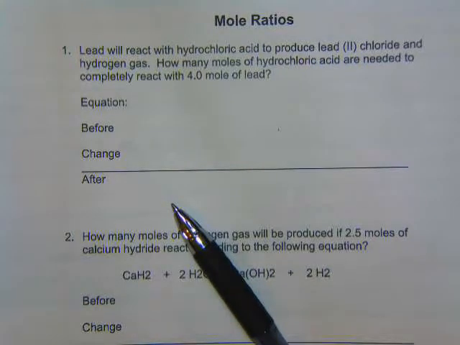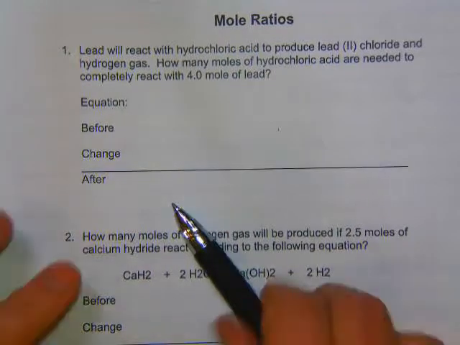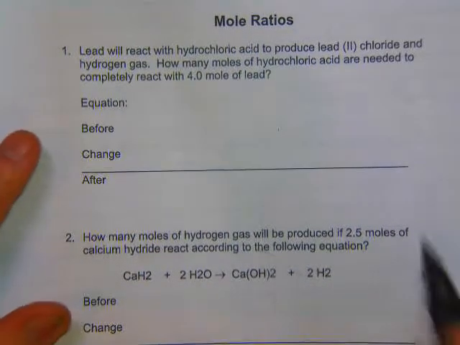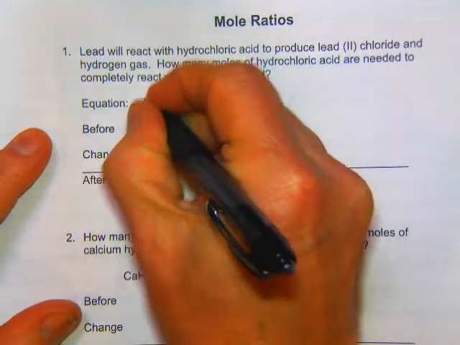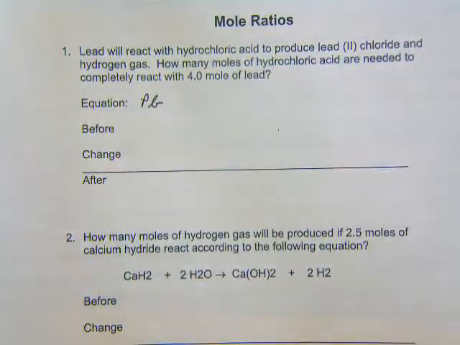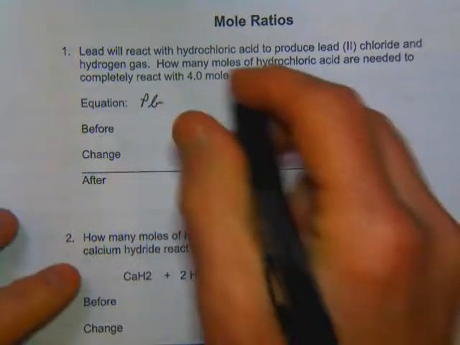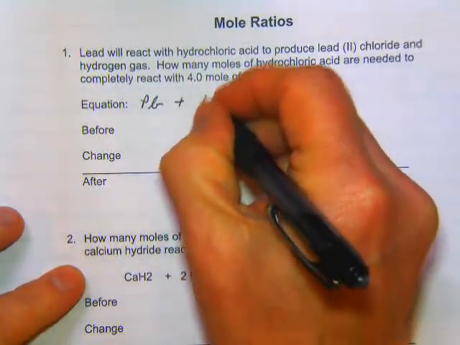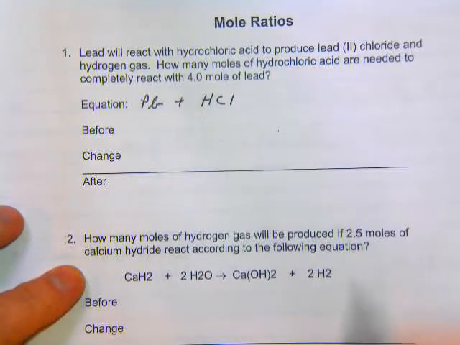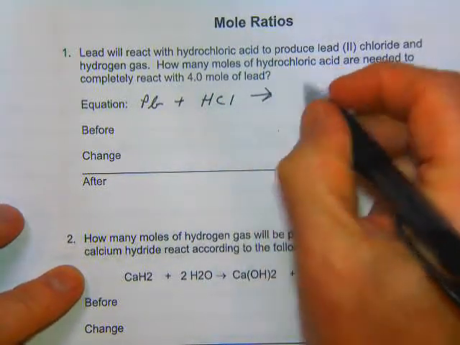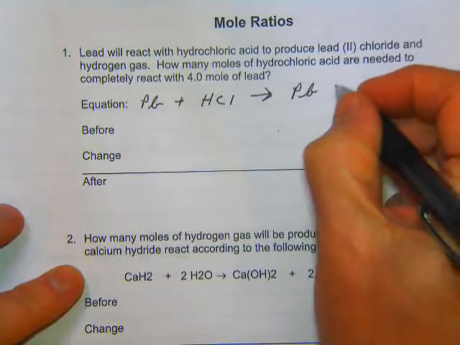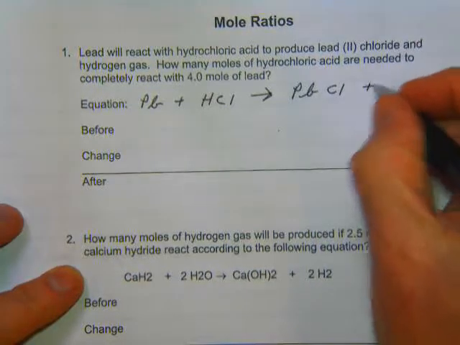It says lead will react with hydrochloric acid to produce lead-2 chloride and hydrogen gas. How many moles of hydrochloric acid are needed to completely react with 4 moles of lead? Well, the first thing you always need to have is a balanced equation. So we have lead, so that's Pb, and reacts with HCl to produce lead-2 chloride and hydrogen gas.